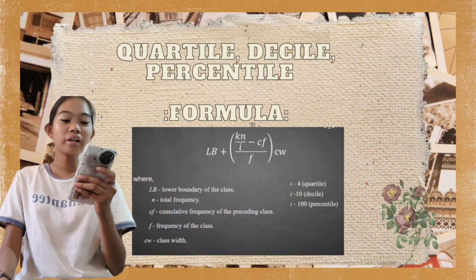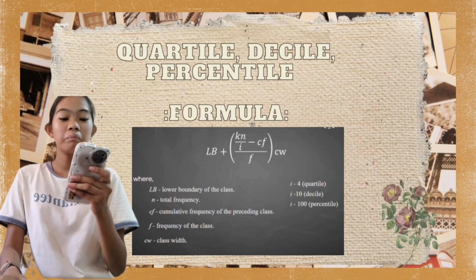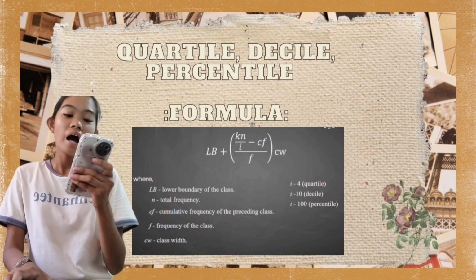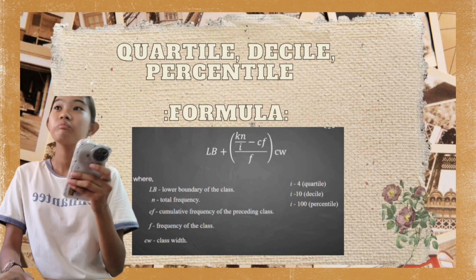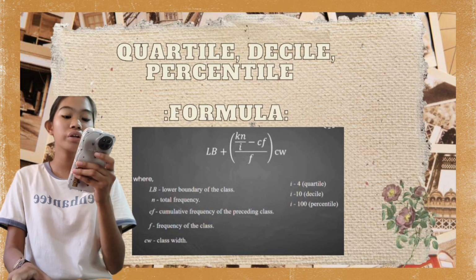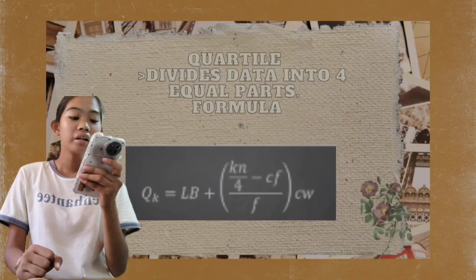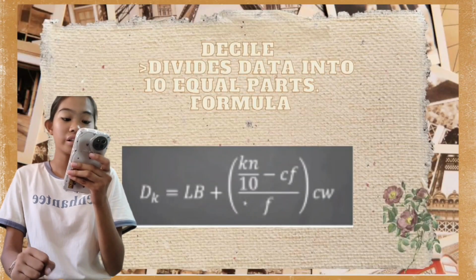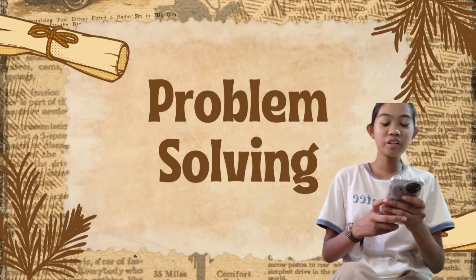The formula for quartile, decile, and percentile is LB plus (KN over I minus CF) over F, multiplied by CW. LB stands for the lower boundary of the class, N stands for total frequency, CF stands for the cumulative frequency of the preceding class, F stands for frequency, and CW stands for class width. The I in quartile is 4, the I in decile is 10, and the I in percentile is 100. Now, let's proceed to the problem solving.